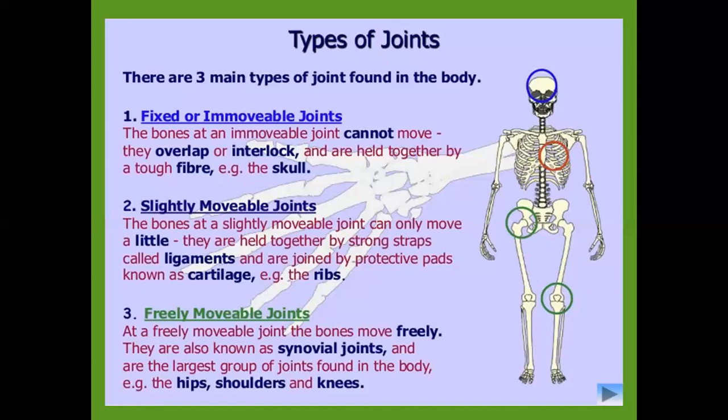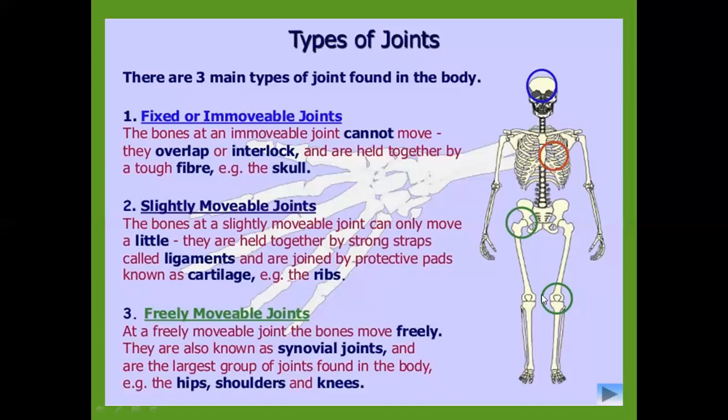Now, the third type of joints is called movable joints, or you can say freely movable joints. Now, what is the function of the movable joints? They allow a variety of movements. For example, shoulder joints, hip joints, and knee joints. You can see here hip joints, knee joints.